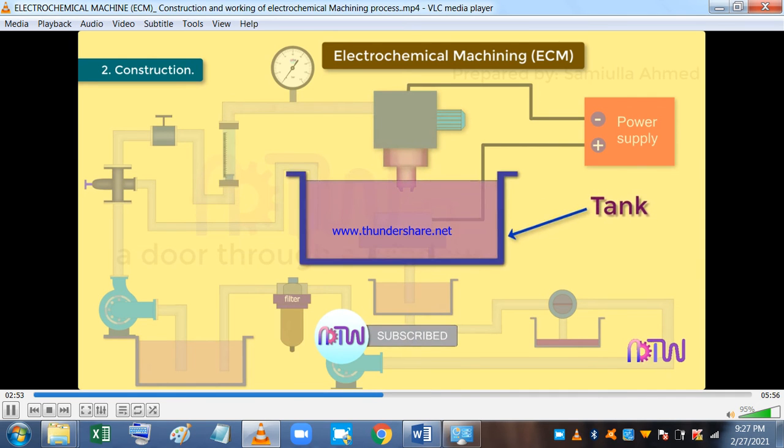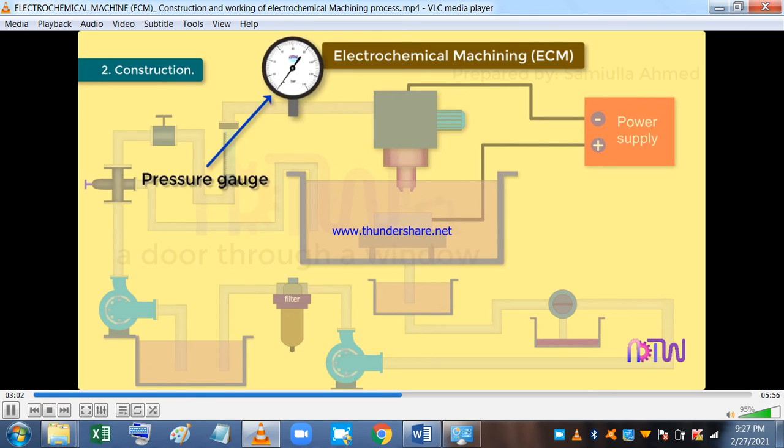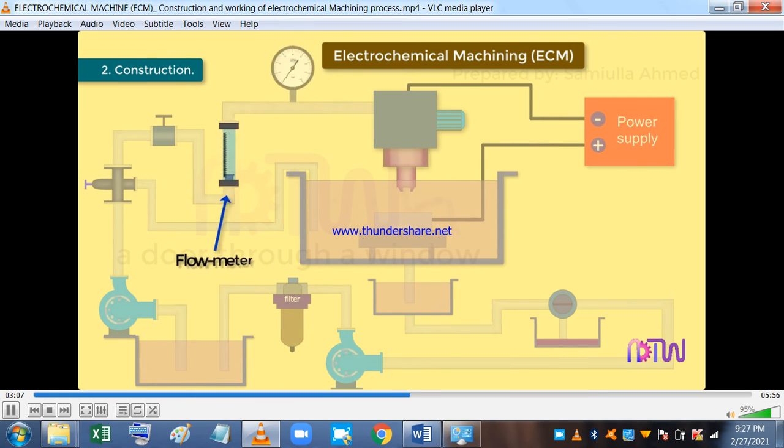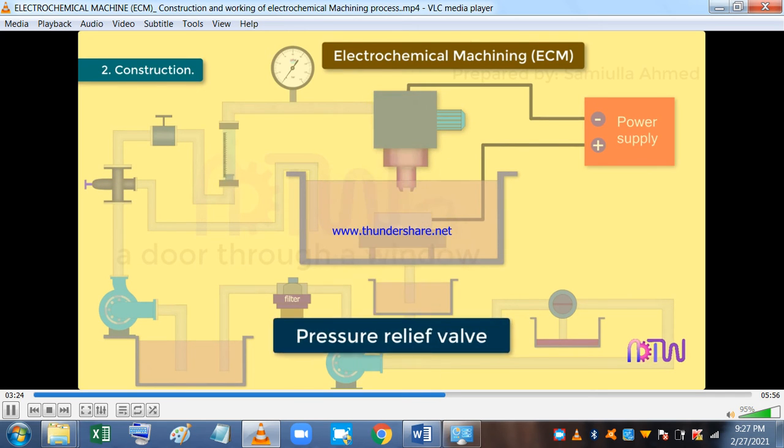Tank. This holds the electrolyte in which the tool and workpiece are immersed. Workpiece. Workpiece holding table. Pressure gauge. It shows the pressure at which the electrolyte is supplied to the tool. Flow meter. It shows the rate of flow of electrolyte to the machining area. Flow control valve. This helps in controlling the rate of flow of electrolyte. Pressure relief valve. In case the pressure in the supply lines increases, this pressure relief valve opens and bypasses the electrolyte to the tank.